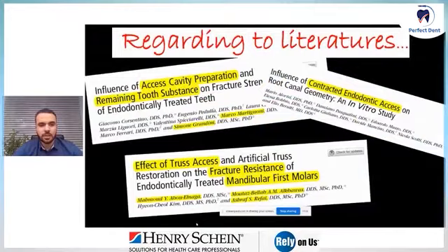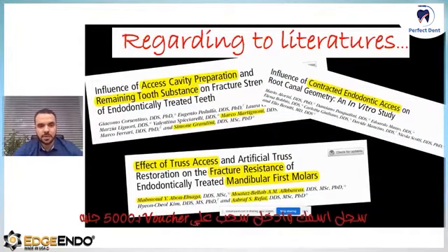A lot of literature talks about being minimally invasive in access cavity preparations. One of the most interesting articles, by Professor Marco Martignoni and Simone Grandini, compared traditional access cavity, conservative access cavity and truss access cavity, and found that traditional access cavity preparation didn't improve fracture resistance when compared with conservative and truss access cavities.